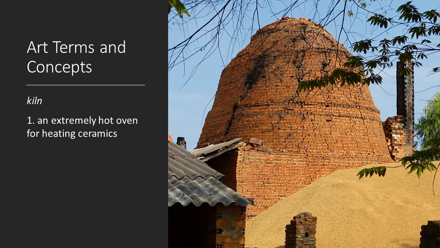And finally, from this list of art terms and concepts, there is this word kiln. The kiln, it's the oven. It's the oven they use to bake the ceramics. Extremely hot. In this picture, looks like a rather large and probably old kiln.